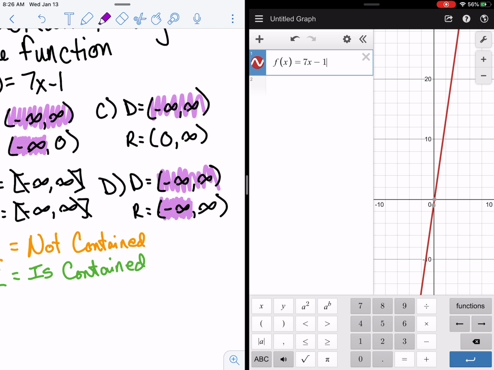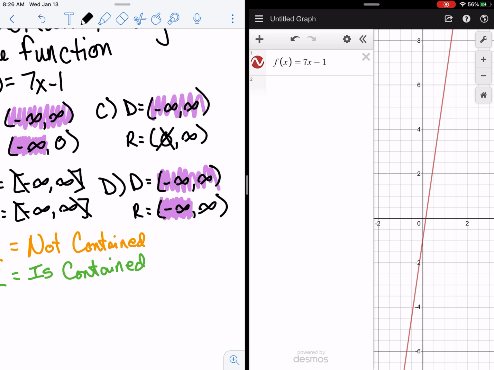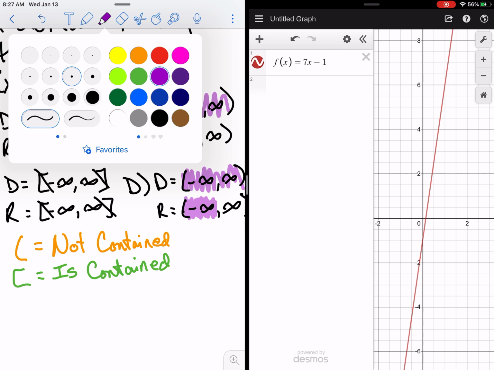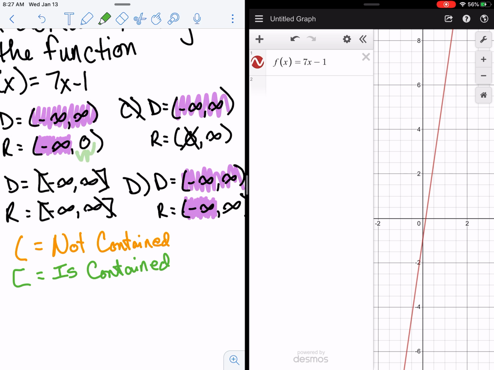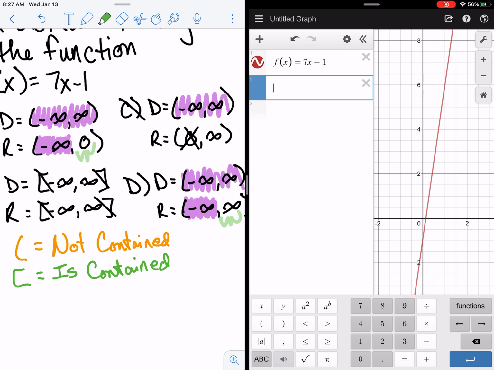However, the graph does go below 0. It does go below the y value of 0. So therefore, C is wrong. Now what I'm concerned with is the big y value, 0 or infinity. So then I ask myself the question, is there any y value that is bigger than 0 on this graph?